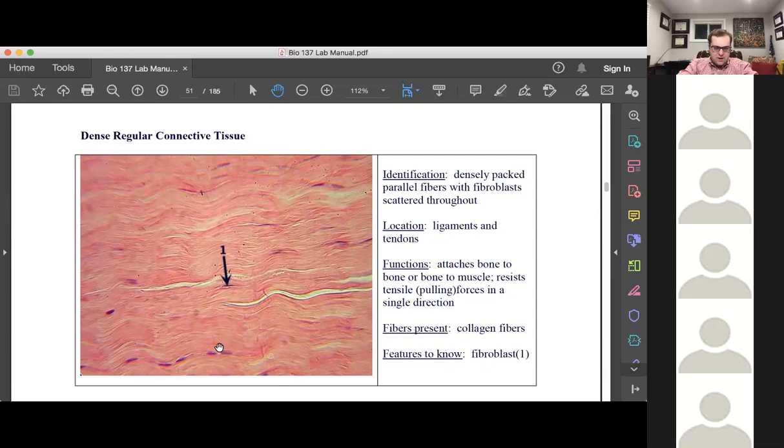So right here is the dense regular connective tissue. And these are going to be involved in ligaments and tendons. It has this wavy-like feature, which is something I want to point out here. They're densely packed and supposed to be parallel, but like I said, this is more of an ebb and flow deal. Not as much as the pseudostratified, but definitely you can see some indications of a wave-like structure there.